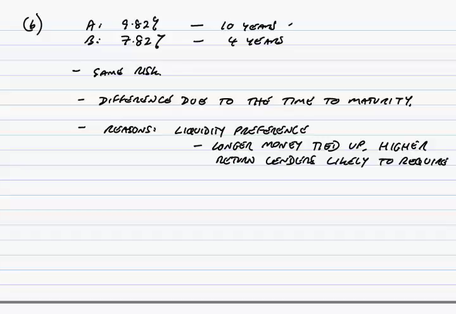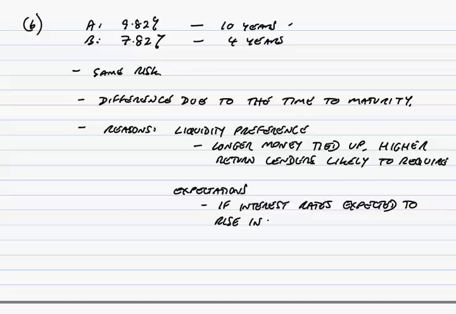A second reason that can account for it is the expectations theory. And all this is saying is if people expect interest rates are going to rise in the future, then the more they expect they'll rise, the more return they'll want. If interest rates are expected to rise in the future, then again, the higher the required return.